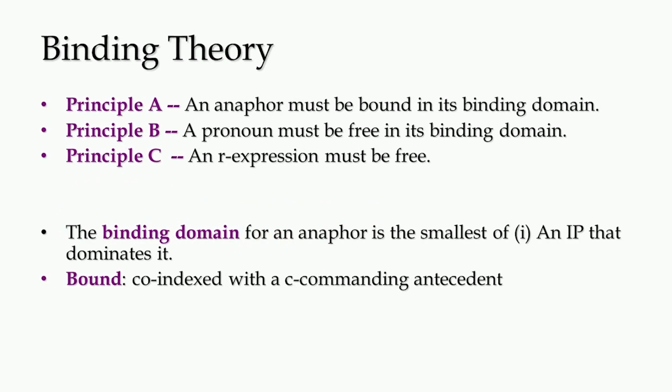Therefore, when we want to summarize the three principles which take care of three different types of elements in natural language for their interpretations, we can say an anaphor must be bound in the local domain, a pronoun must be free in the local domain, and an R-expression must be free everywhere. And by local domain or binding domain, we mean the smallest domain, that is the IP itself. Thank you.